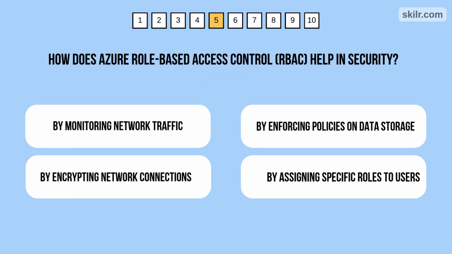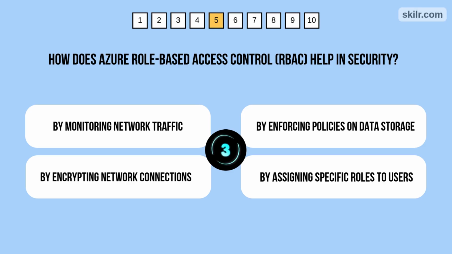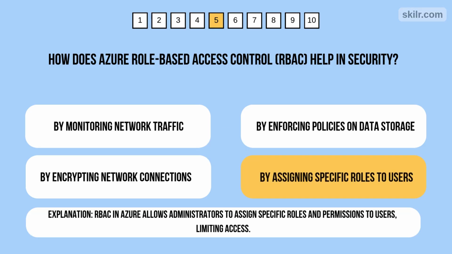Question 5. How does Azure Role-Based Access Control, RBAC, help in security? The answer is by assigning specific roles to users, as RBAC in Azure allows administrators to assign specific roles and permissions to users, limiting access.